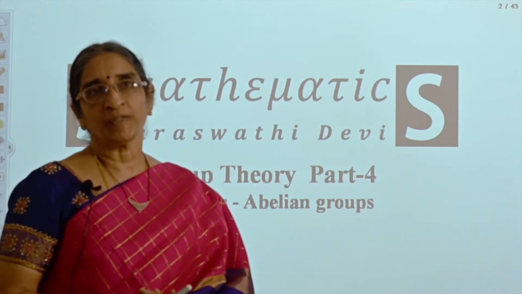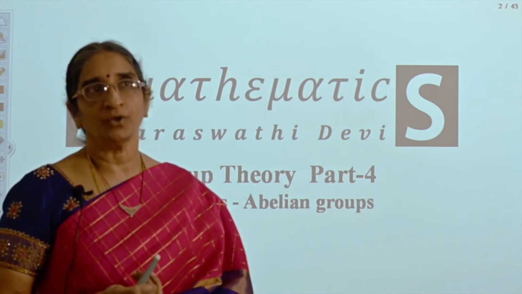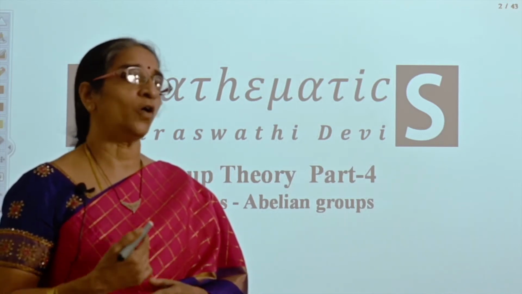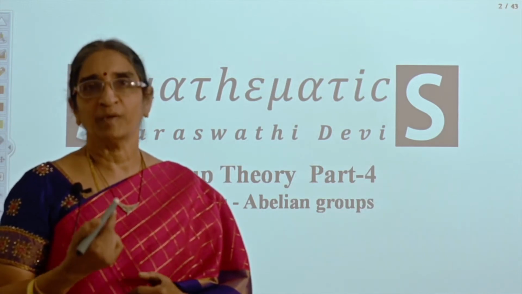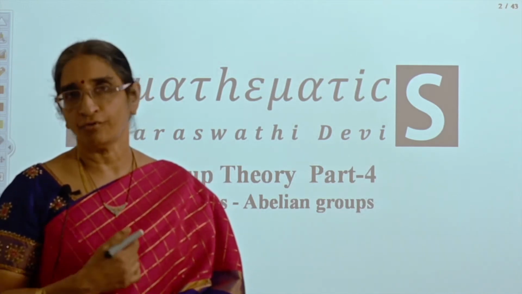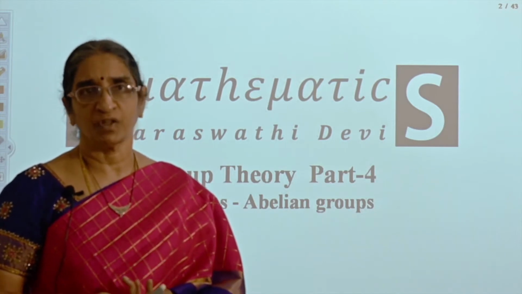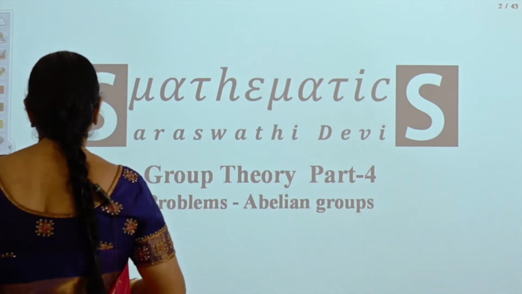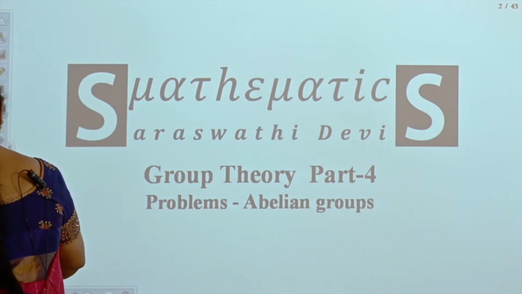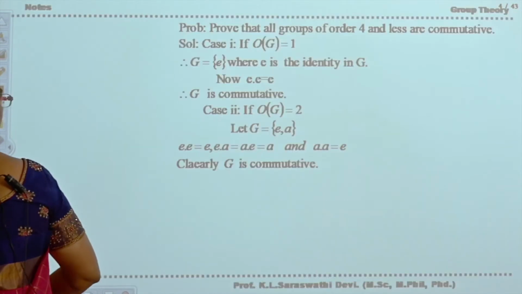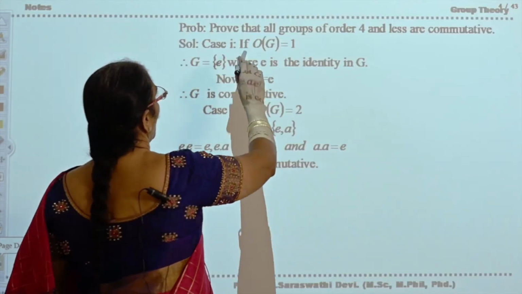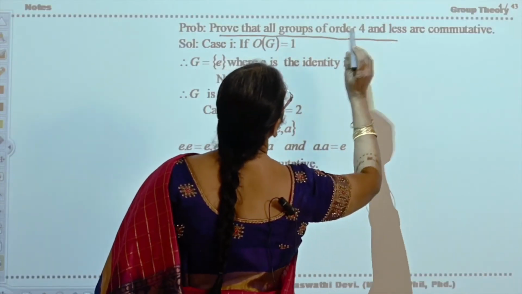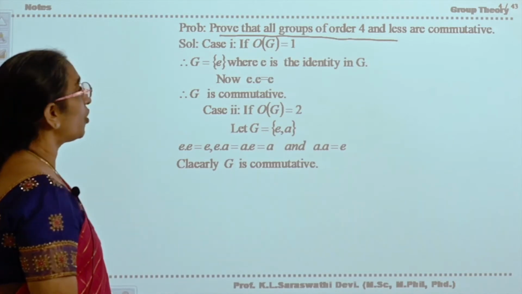See, groups are very important tools to help the student understand the concept of a group very well. I am giving more examples in 4 videos. Altogether I am giving 25 or 24 examples. Now see the example here. Now the problem is: prove that all groups of order 4 and less are commutative.